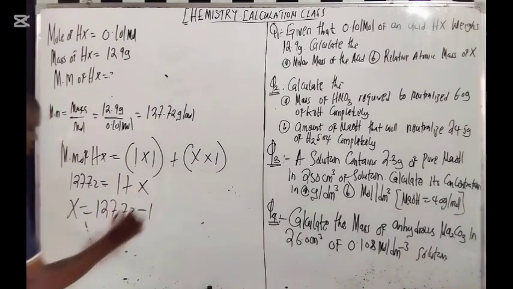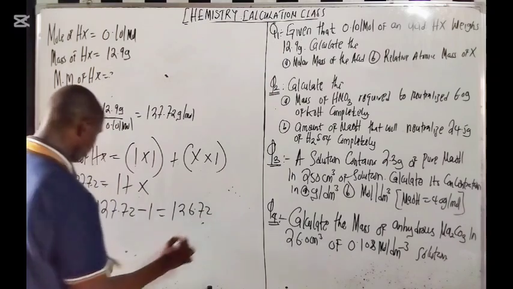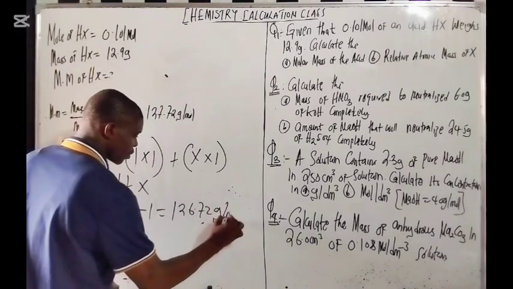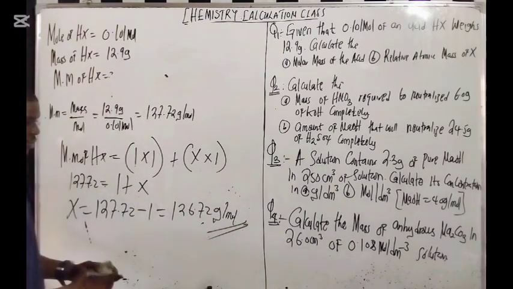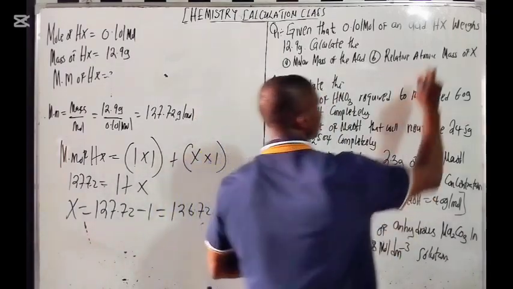127.72 minus 1, right? The answer is going to be 126.72 gram per mole. That is the answer. Do you understand?